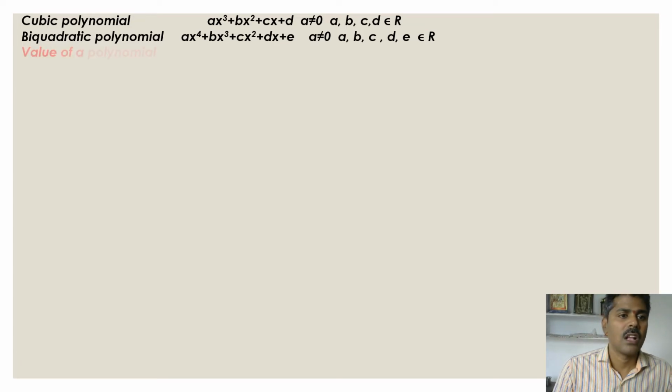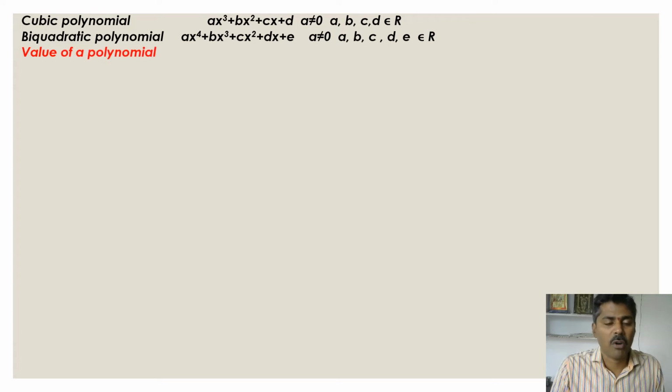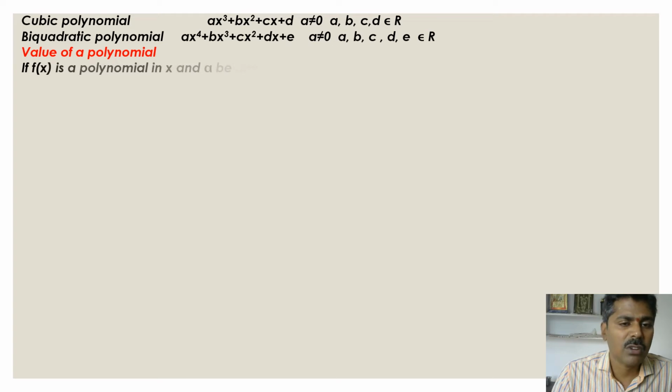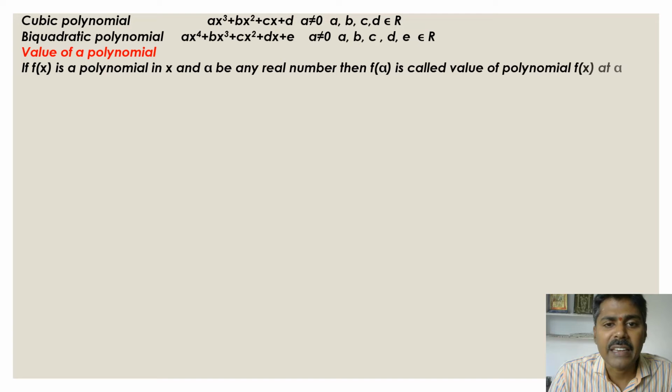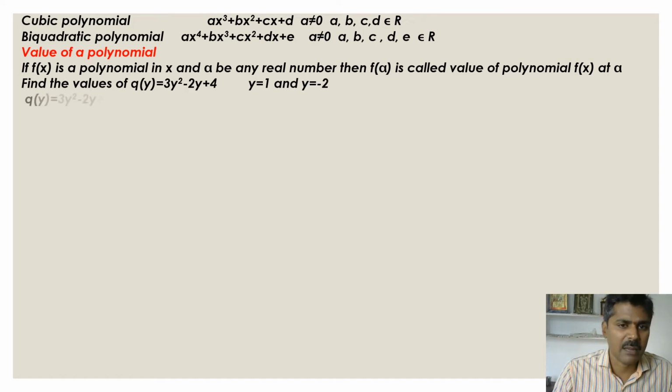The second thing is the value of a polynomial. How can we find the value of a polynomial? The definition is: if f of x is a polynomial in x and alpha is any real number, then f of alpha is called the value of the polynomial f of x at alpha. It's very simple. Take a polynomial, for example, q of y equal to 3y square minus 2y plus 4, and find the values when y equal to 1 and y equal to minus 2. Simply substitute those values in your polynomial.